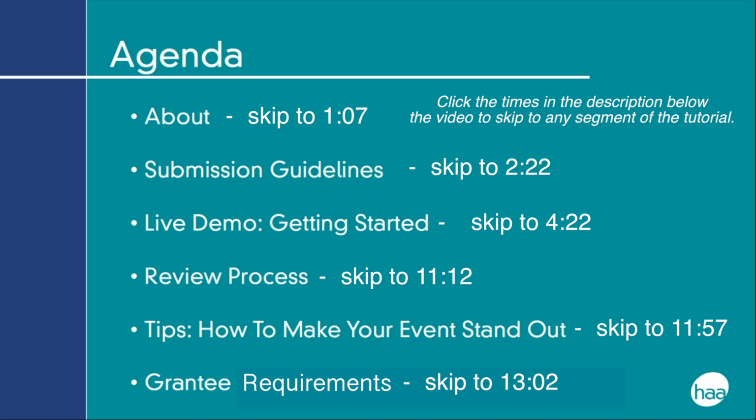And then the review process, which is pretty much what happens after you hit that submit button. Where does your event go? And how long does it take for the review process to be completed? Then we'll talk about tips and tricks for how you can make your event stand out, and conclude with grantee requirements for using the Cultural Events Calendar.